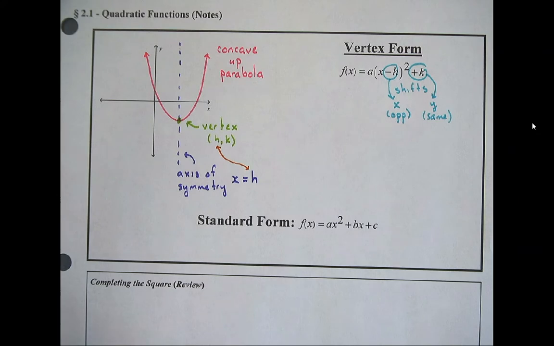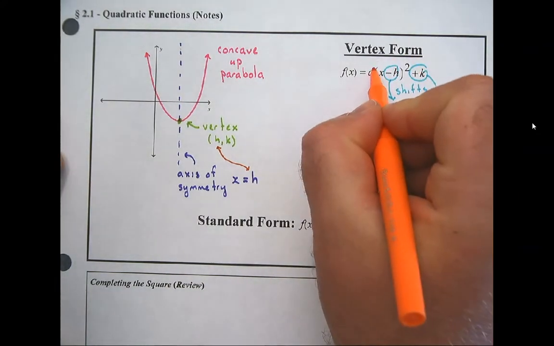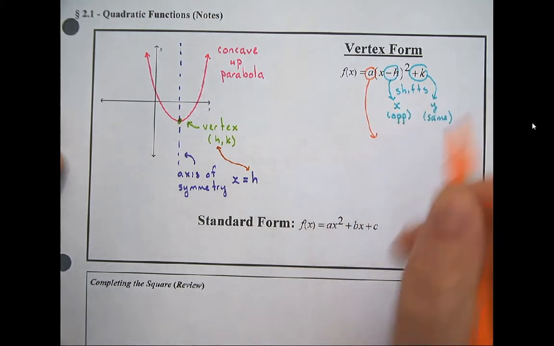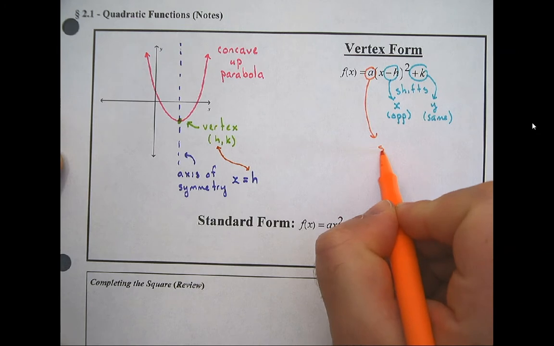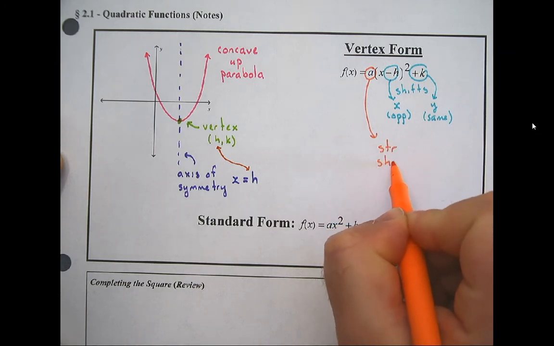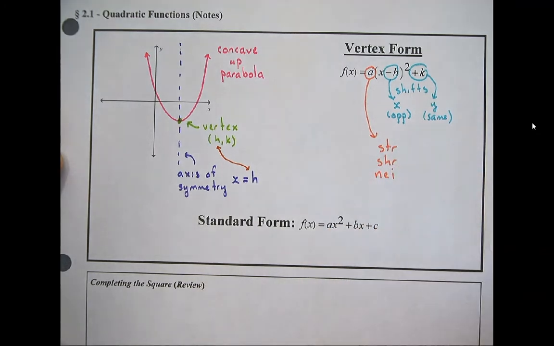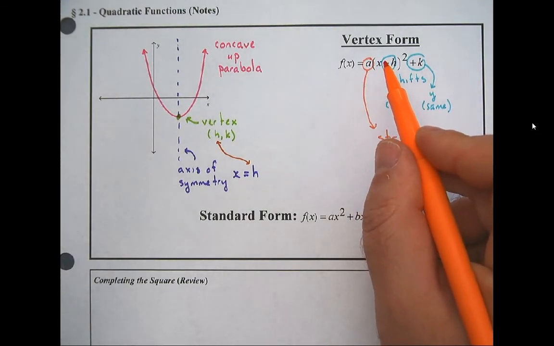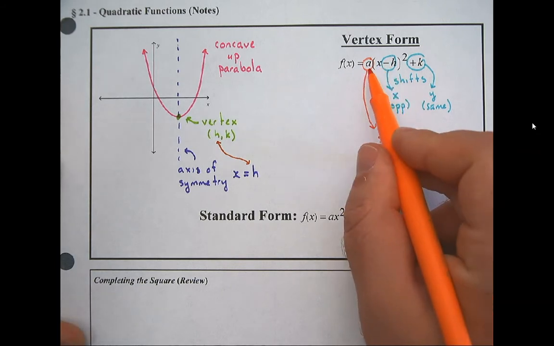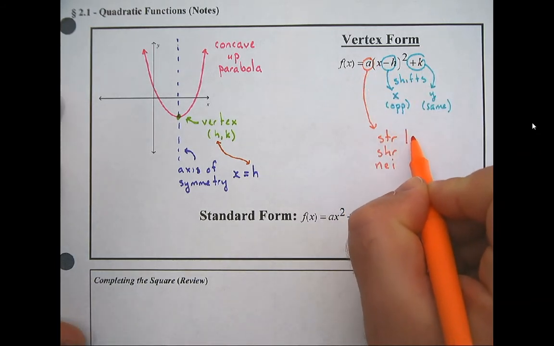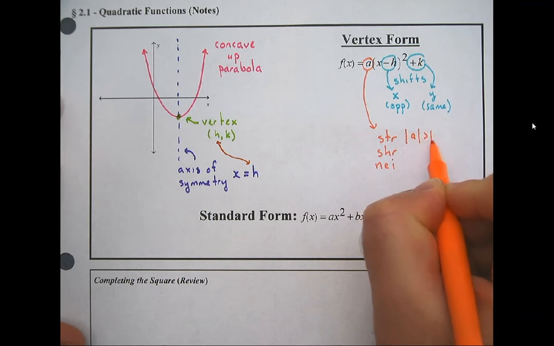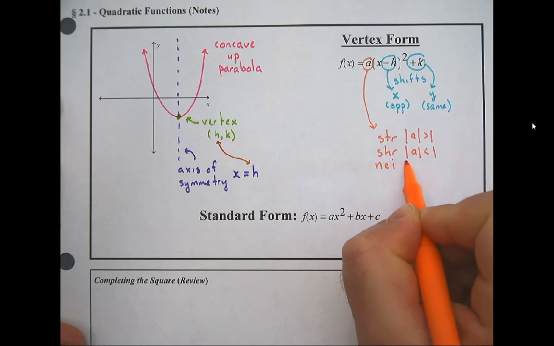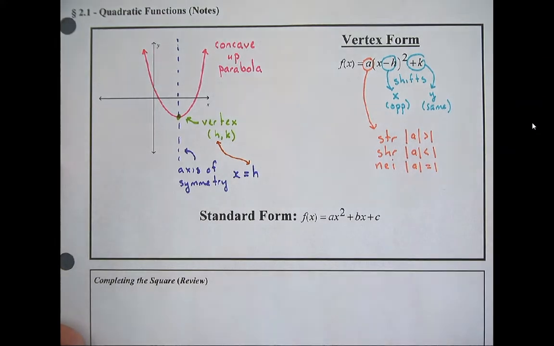We also have this value out front. The coefficient will tell us two things. It will tell us whether our graph is a stretch, a shrink, or neither. And that's determined by the size of the absolute value of this number. So I don't care if this number is positive or negative. We're going to have a stretch if the absolute value of that number is bigger than 1. You're going to have a shrink if that absolute value is less than 1. And it's going to be neither if that absolute value equals 1.